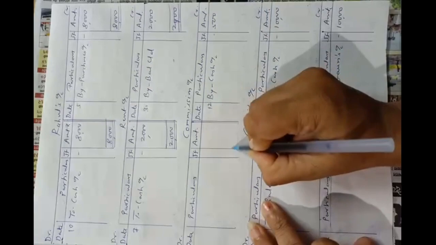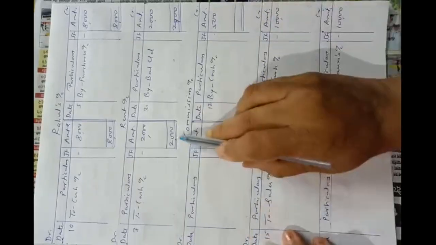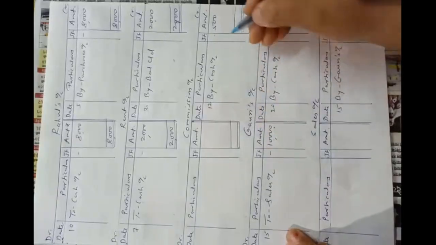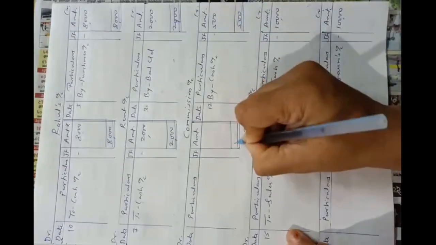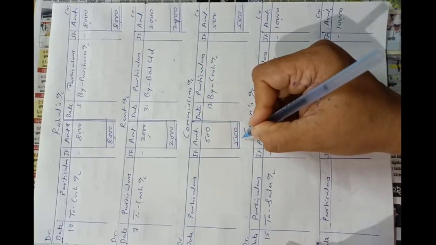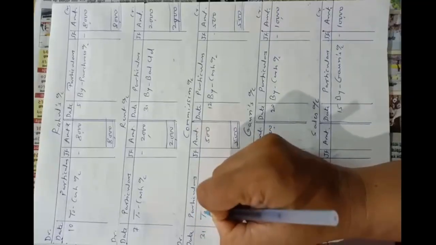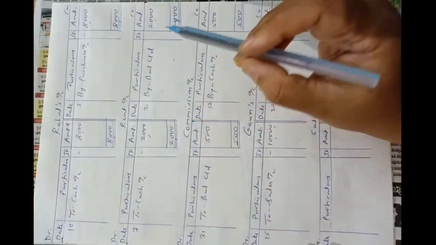Now the commission account. Remember that the totals should be on the same line. Credit total is 500, debit total is 0. So 500, 500. The balance will be 500 here to make debit total the same as credit total, and we will write To Balance Carried Down. So commission account has a credit balance of rupees 500. Rent account has a debit balance of rupees 2,000 here.